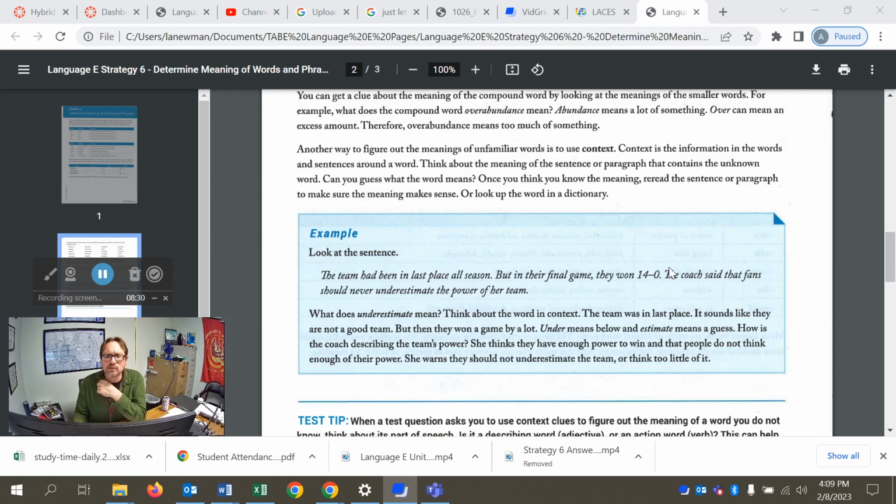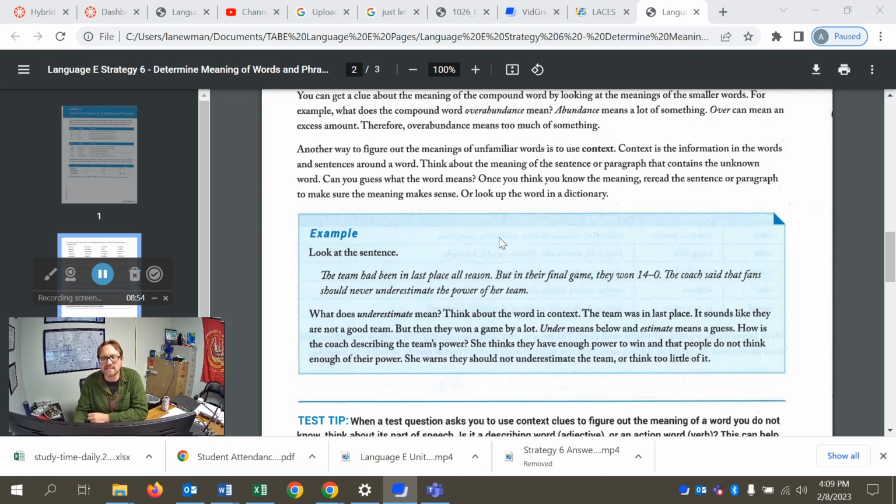Okay, another way to figure out the meanings of unfamiliar words is to use context. Context is the information in the words and sentences around a word. Think about the meaning of the sentence or paragraph that contains the unknown word. Can you guess what the word means? Once you think you know the meaning, reread the sentence or paragraph to make sure the meaning makes sense, or look up the word in a dictionary.